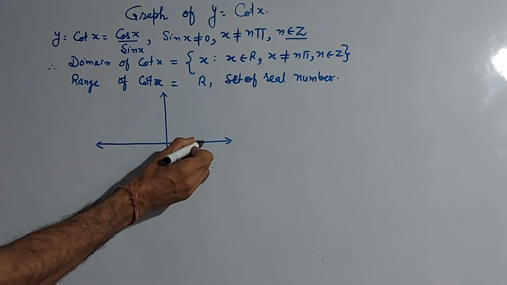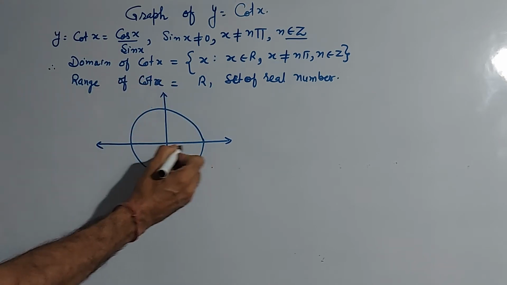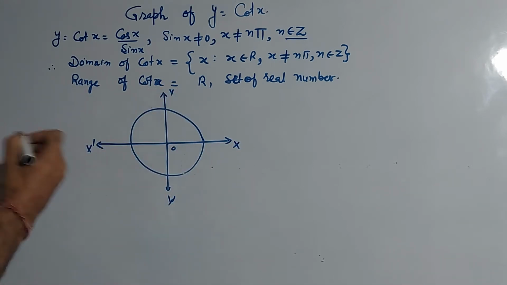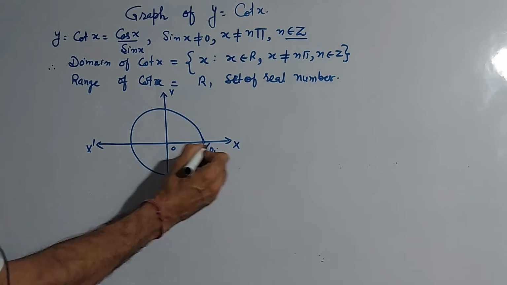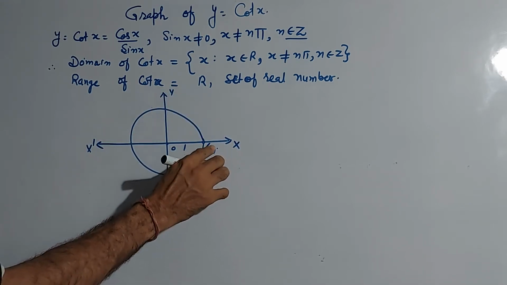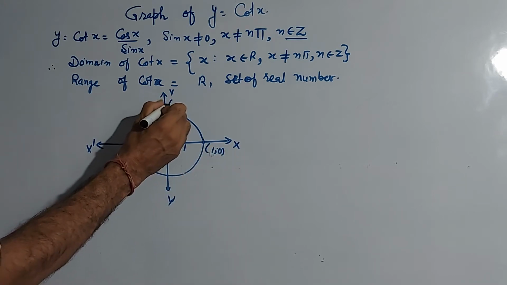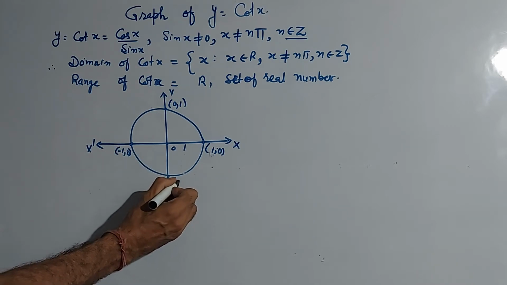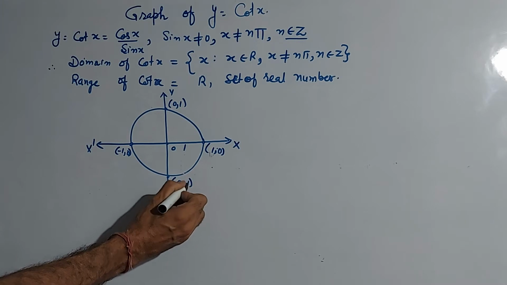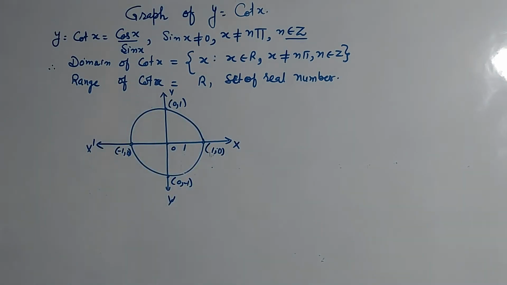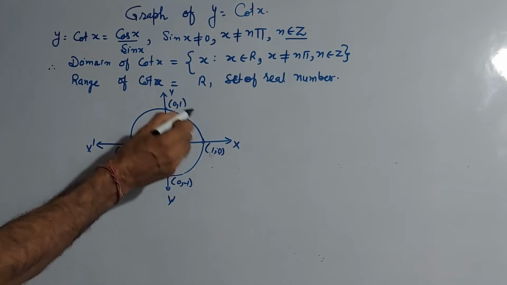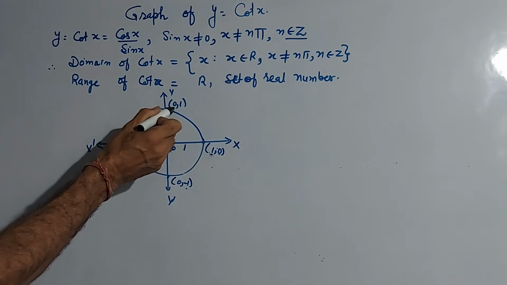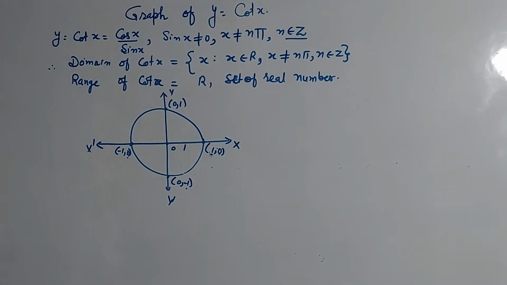Here, let this be a unit circle. This is the x-axis, this is the y-axis. Because the radius is 1, the coordinates are 1 comma 0, 0 comma 1, minus 1 comma 0 and 0 comma minus 1. These values are of sine and cosine. The values of sine are 0, 1, 0 and minus 1, and the first coordinate gives the values of cos x, as we know.